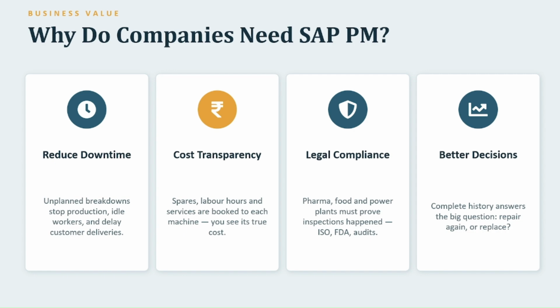The third reason is legal compliances. There are many agencies or government bodies that audit the manufacturing plant. It is mandatory for pharma, food, power plants and the like, to prove that inspection happened on those machines or equipment, to avoid accidents or loss, and to maintain the quality of the product. ISO and FDA audit these companies. So for this also, companies require SAP PM.